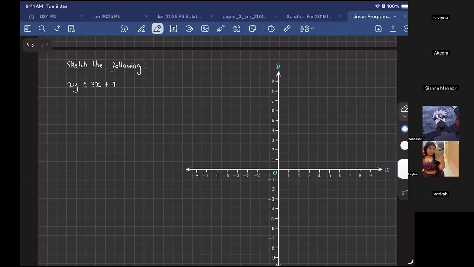Is it the points that you plotted? No, it's the points that you would pick. So Kelly, once you have the line, you are going to select a point from either one of the regions. You're going to have two regions. You pick a point from any region, plug it in, and see if it satisfies the inequality.